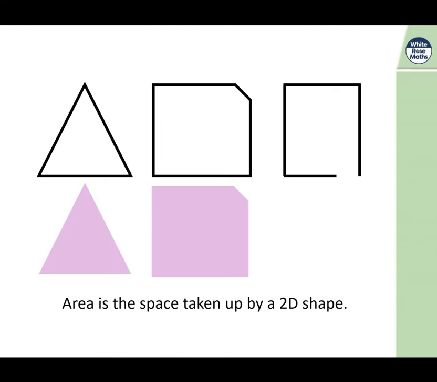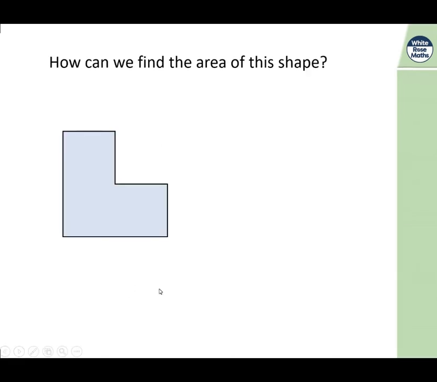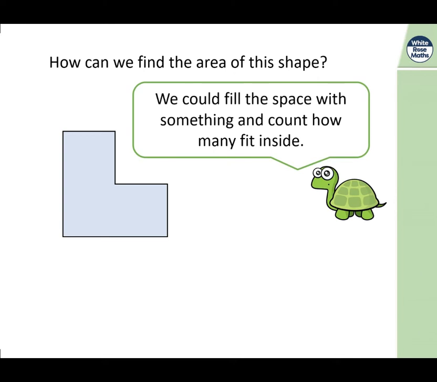Why haven't I shown you the area of the third shape? That's right, because area is the space taken up by a closed 2D shape. Well done. How can we find the area of this shape? Ah, hello Tiny, he's come to help us. Tiny thinks we could fill the space with something and count how many fit inside. That's a good idea, Tiny.